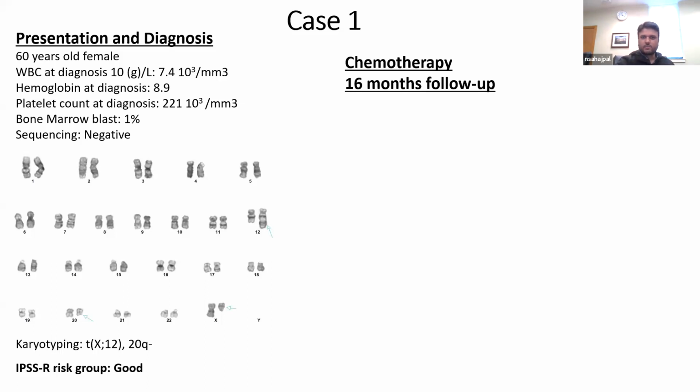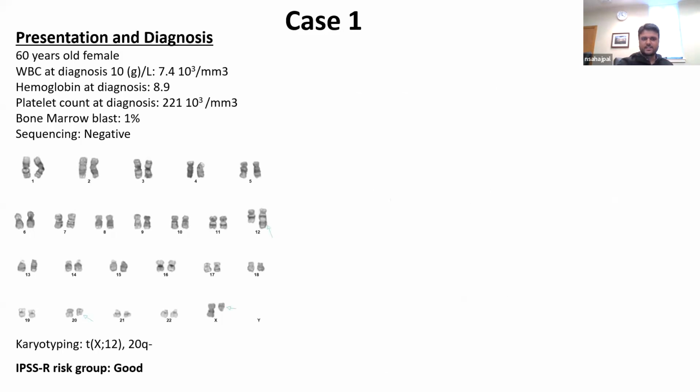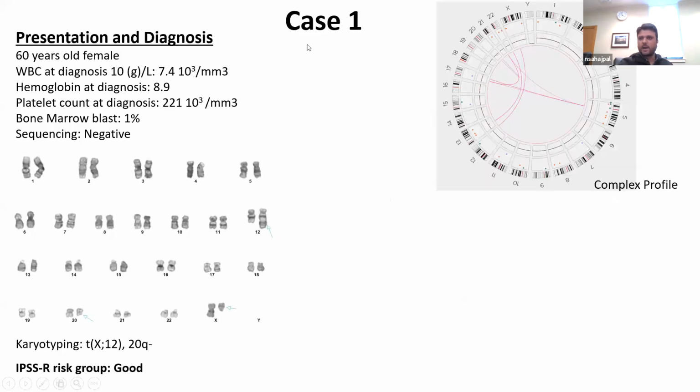Now the patient was put on chemotherapy, and a 16-month follow-up marrow showed a typical normal karyotype, 46XX, and the patient died 18 days after this follow-up marrow. If we look at the case at time point 1 with optical genome mapping, in addition to the X12 translocation and the deletion on 20, there are several other cryptic rearrangements, probably at a low variant allele fraction, which were not captured.